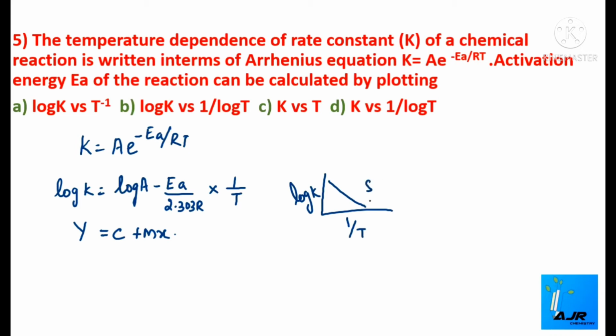From this, you will get the slope. The slope value is equal to Ea by 2.303 R. So from the slope it is possible to calculate the activation energy. So when you plot a graph between log K and 1 by T, you get a slope from which the activation energy can be calculated. So the correct option is log K versus 1 by T, or T inverse. So option A.